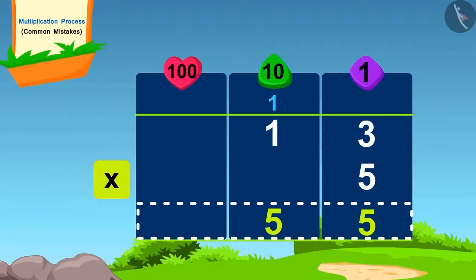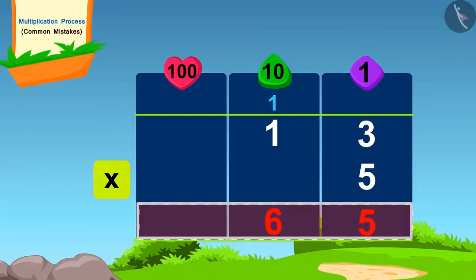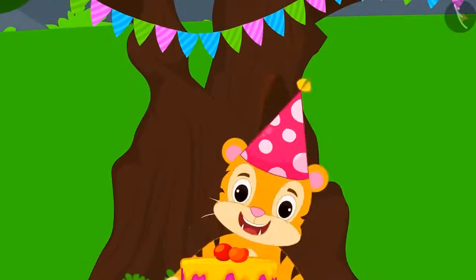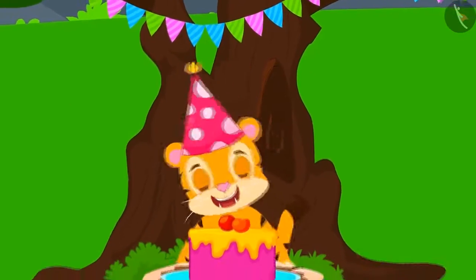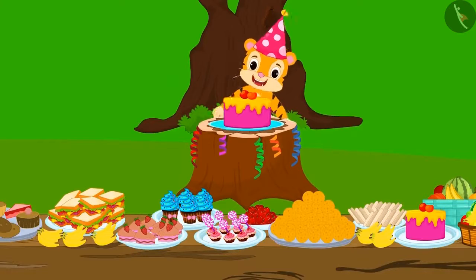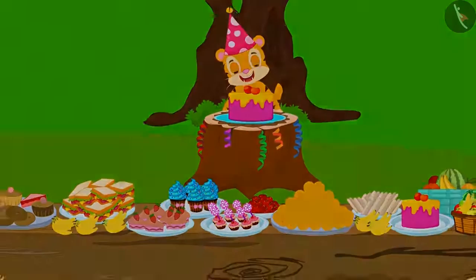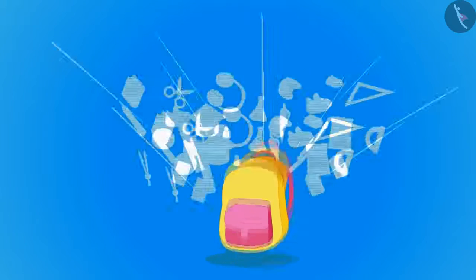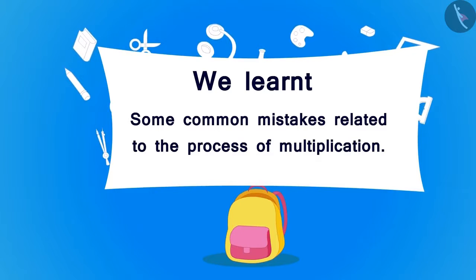Yes, the monkey forgot to add the carryover 1 of 15 while multiplying. Can you find the correct answer by fixing this mistake? Yes, you have solved it absolutely correctly. All the guests had a lot of fun in the party. Hope you also enjoy learning more about multiplication. Children, in this lesson, we have seen some common mistakes related to the process of multiplication.